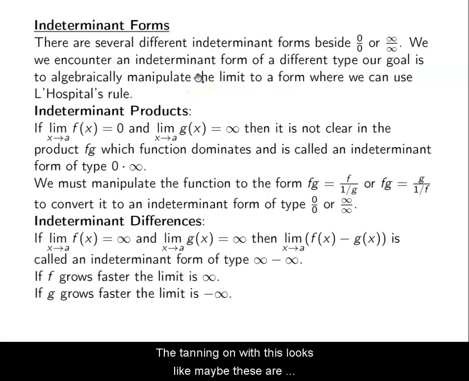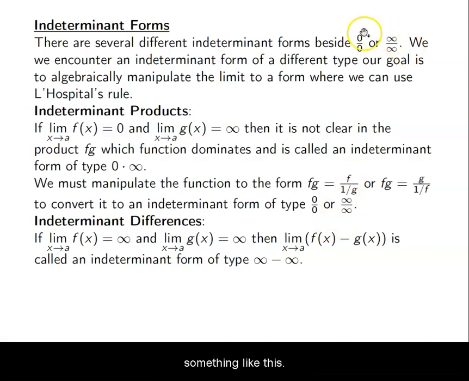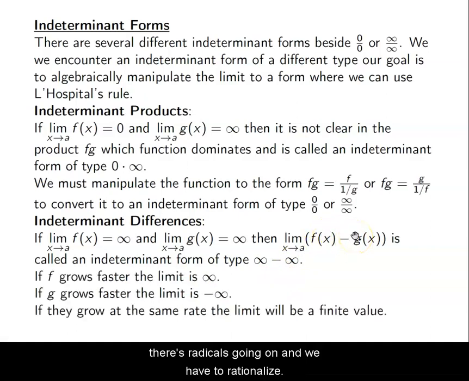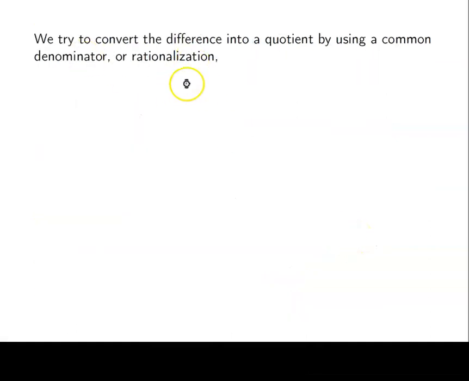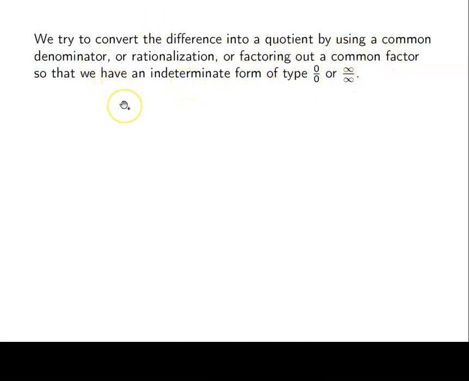Depending on what this looks like, maybe these are both rational functions, so we add them together so that they have a common denominator, so it turns into something like these two. Or perhaps we have to pull out a common factor, or maybe there's radicals going on and we have to rationalize. Or maybe you make up a factor to pull out. That could happen too.